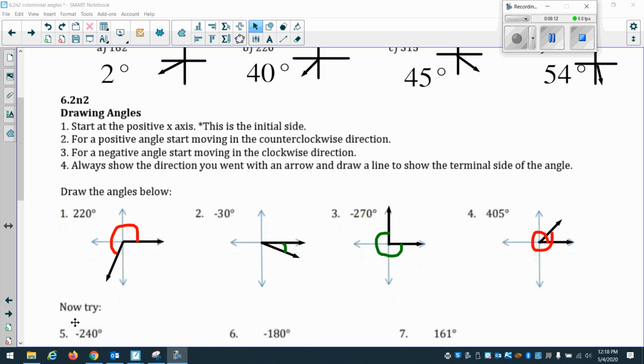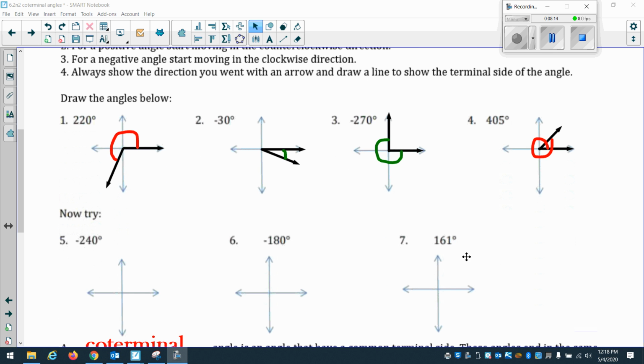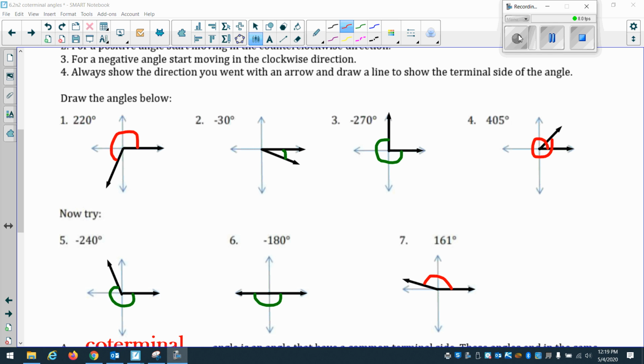I just want you to try these 3. Okay, negative 240, negative 180, and 161. So pause the video now, try 5, 6, and 7, and we'll check our answers.